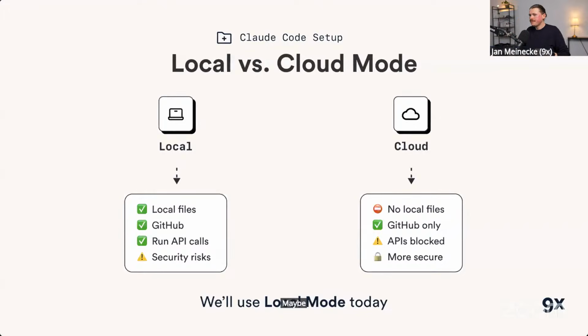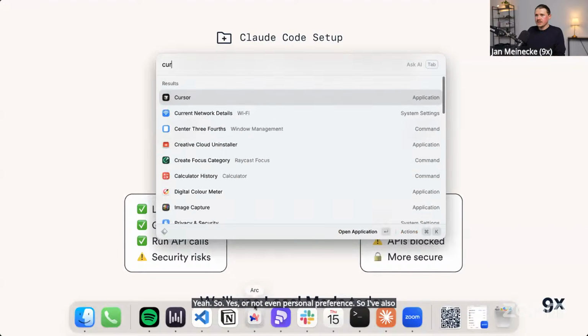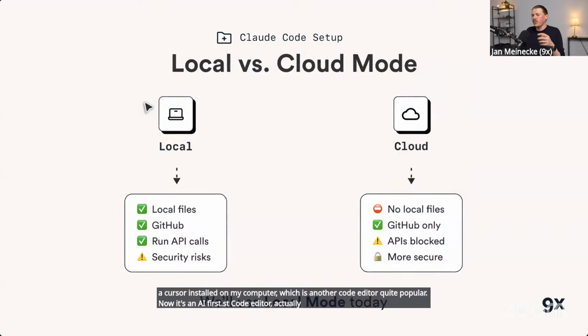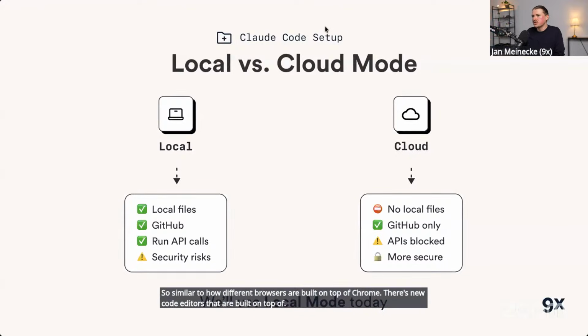Maybe you can add just one comment as to why you are using VS Code. Yeah, maybe it's more personal preference at this point. I've also got, for instance, Cursor installed on my computer, which is another code editor, quite popular now. It's an AI-first code editor. Actually, Cursor is what's known as a Visual Studio Code fork. Similar to how different browsers are built on top of Chrome, there are new code editors built on top of Visual Studio Code.